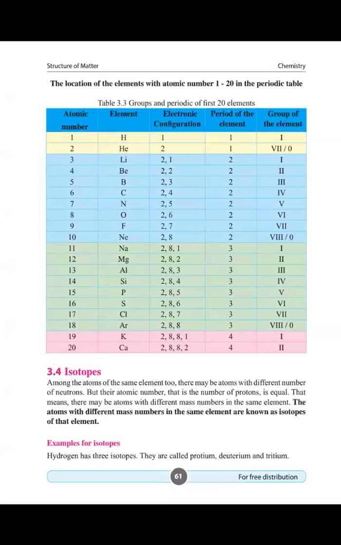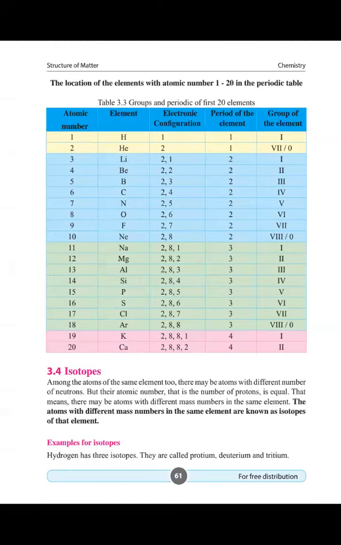So isotopes. Isotopes are atoms of the same element with different numbers of neutrons. You know the atomic number is the number of protons, which is equal to the number of electrons if it is neutral.